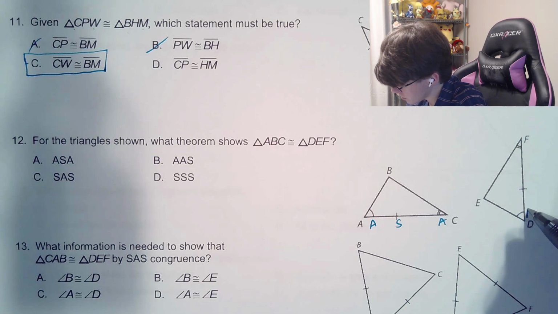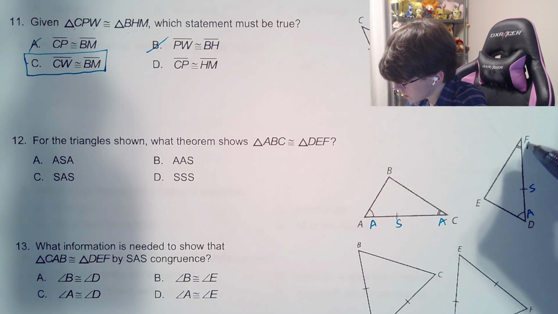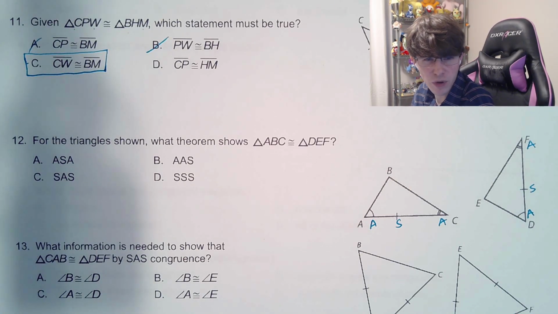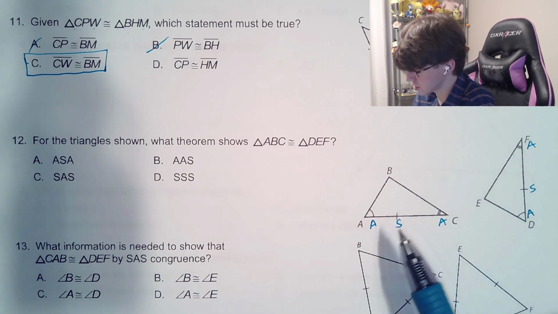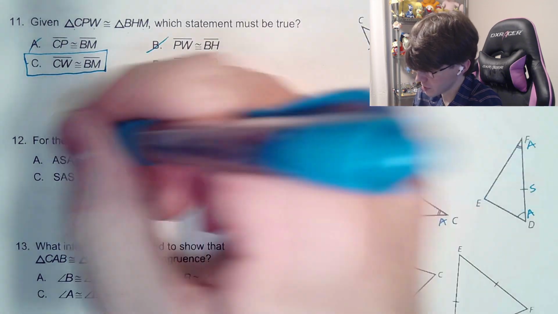Likewise, over here, I'm going to go ahead and put an angle and then a side there and then an angle there. And I think that once you've drawn both of these up, it's super obvious that it's angle, side, angle on both of these triangles.